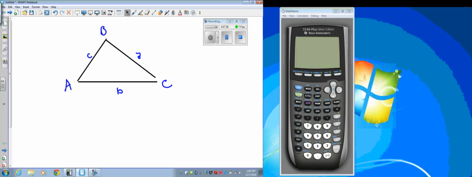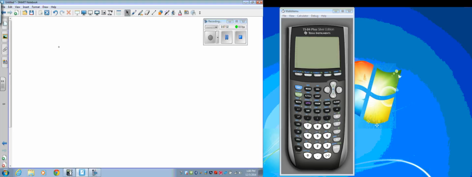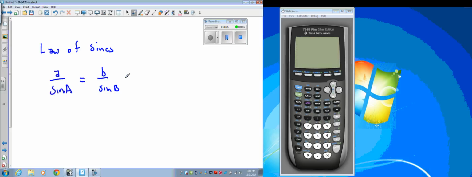Now the law of sines, once you get through that whole derivation, is in that box at the bottom of the page, and it says that side a over sine A, notice capital A is the angle opposite that side, is equal to b over sine B, which equals c over sine C.